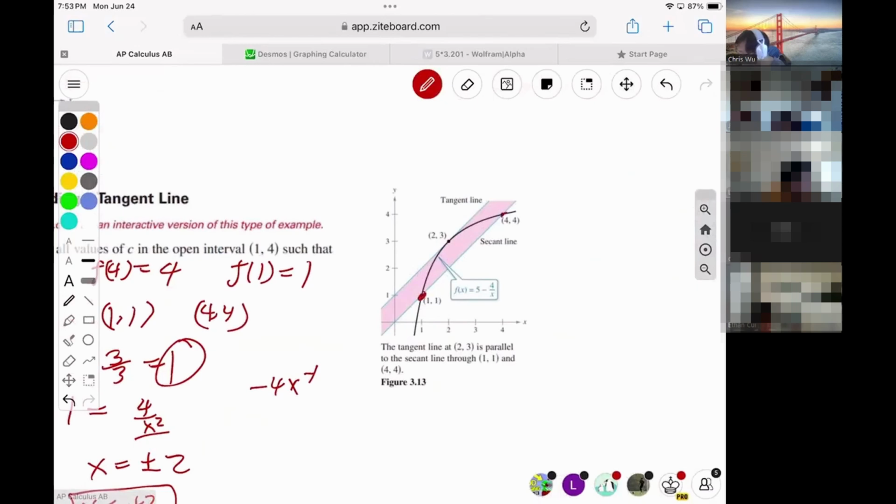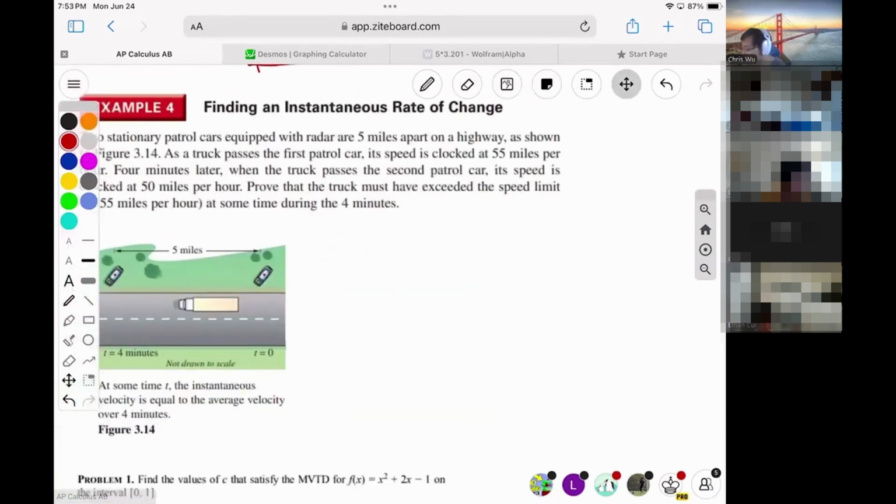If I look at the graph, that's what it is. All right, from (1, 1) to (4, 4), here is the average rate, and at 2, I hit the average. Anytime before 2, I have a rate that's slightly bigger than that. Anytime after 2, I have a rate that's slightly lower than that. So here is the point where I hit the average rate.